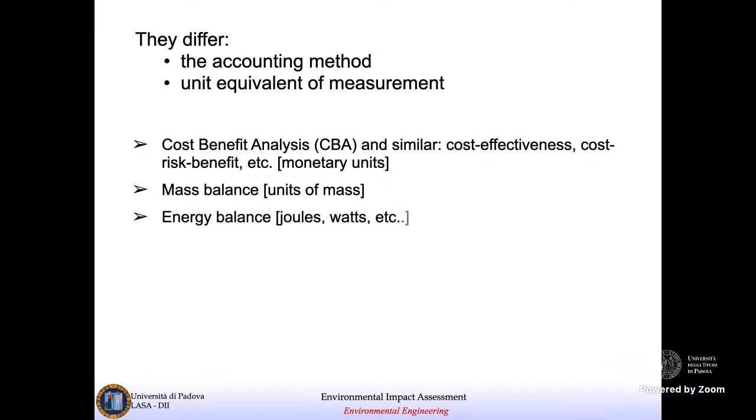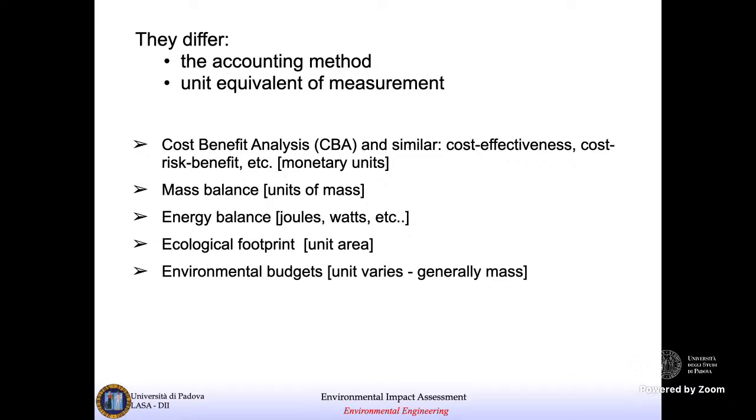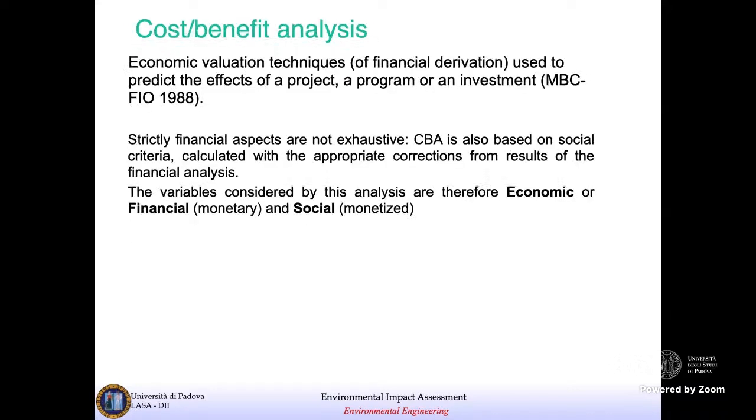Classically, this is the unit of mass, or energy balances in joules or watts, or the ecological footprint. What is this? It is an ecological unit in terms of surfaces, or unit area, or environmental budgets, where the unit varies but is generally mass. Or the classical life cycle assessment, in which, again, the unit varies, but in general the mass is employed as a unit.